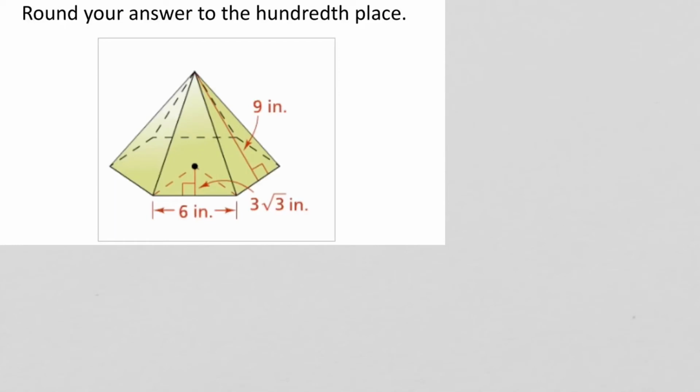All right, here's our first example that you would put in your notes. Here we have a hexagonal pyramid. So the base is a hexagon. We want to find the total surface area and round it to the hundredths place. So we need to find our lateral area and add the area of the base.